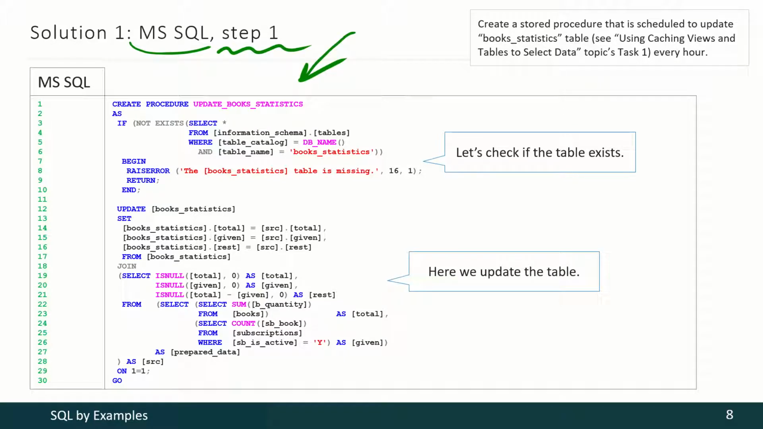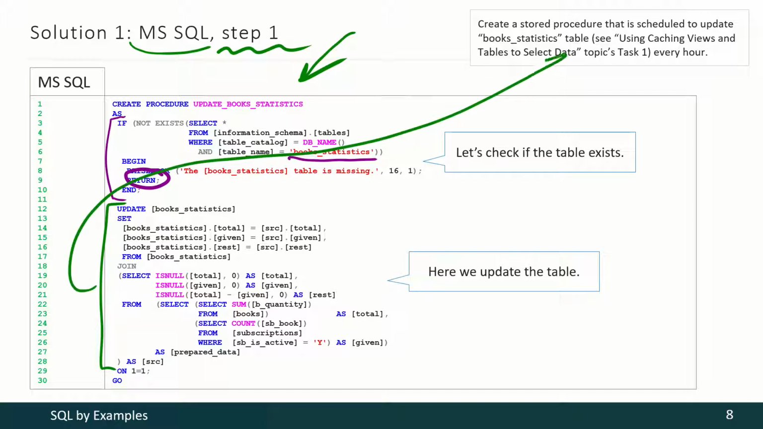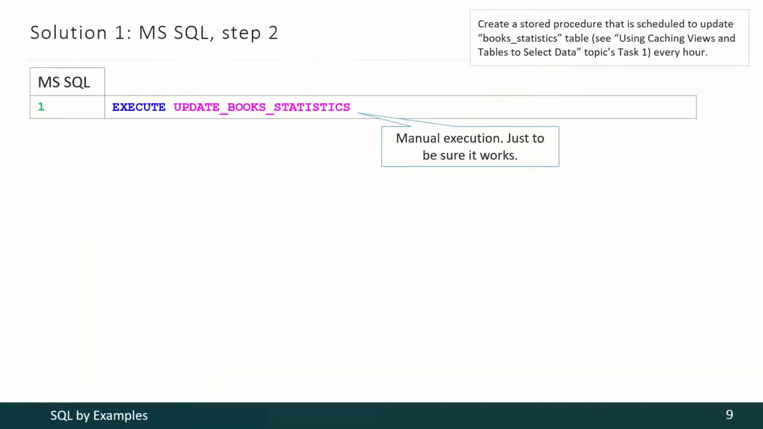Like in MySQL, first we have to check if this table exists. And if it doesn't, we have to stop our procedure execution. But if the table exists, we may update it, and we may use that query with details described in this topic. On the next step, we shall execute our procedure manually just to be sure that it works.